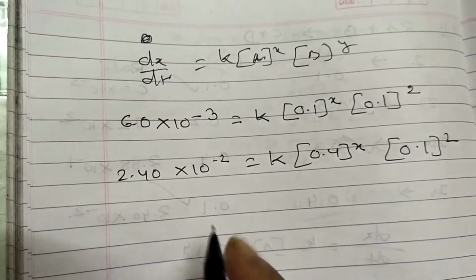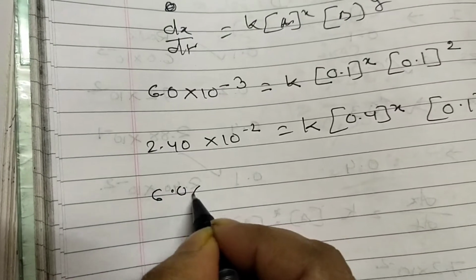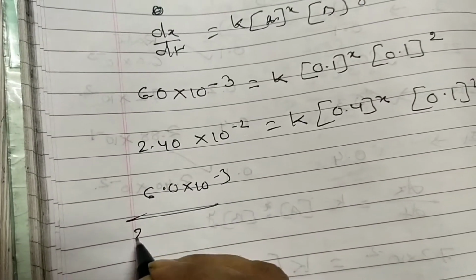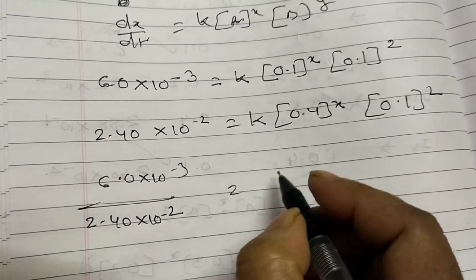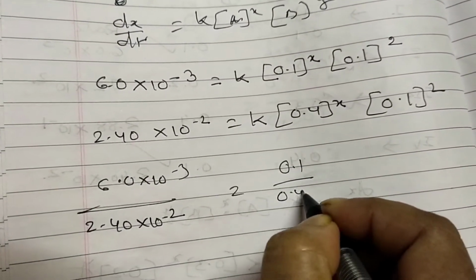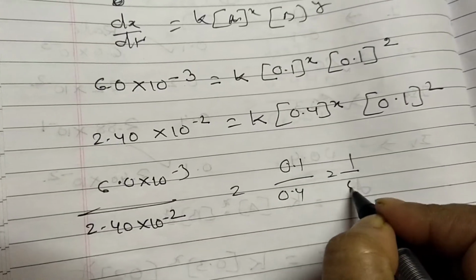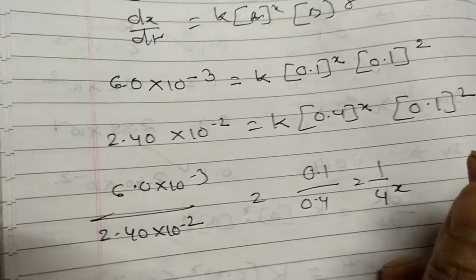So that will be cancelled now. So definitely 6.0 into 10 to the power minus 3 divided by 2.40 into 10 to the power minus 2 equals, k will cancel, 0.1 by 0.4. That means it is 1 by 4 to the power x.